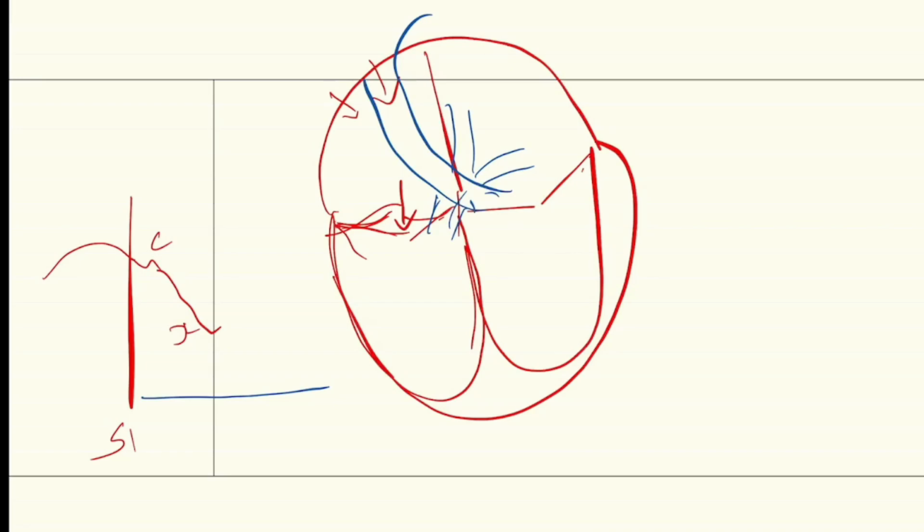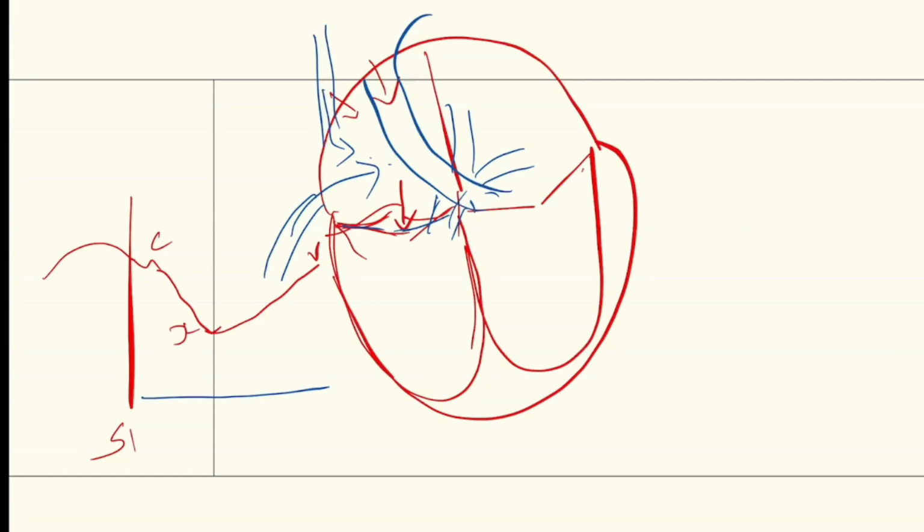And during this time, blood is entering the right atrium through the superior vena cava and the inferior vena cava. The AV valves are closed, so the pressure inside the atria increases, and that produces the V wave. So what is the V wave? The V wave is due to the continuous filling of the atria that occurs during ventricular systole. Hope it's clear. So this is the V wave.